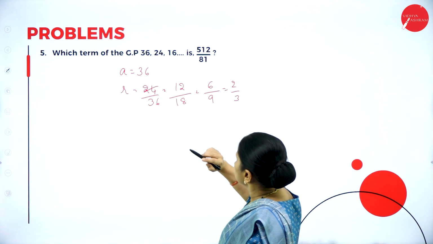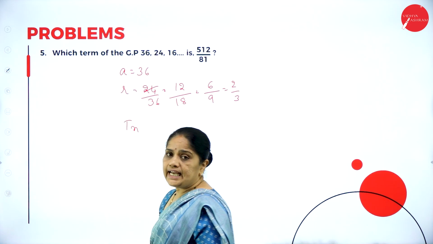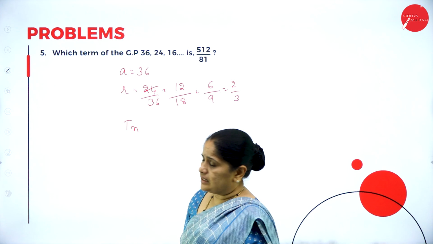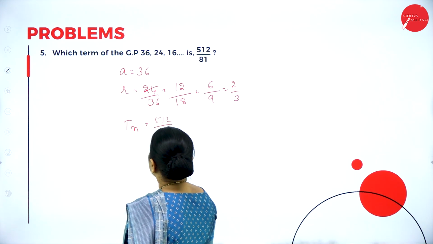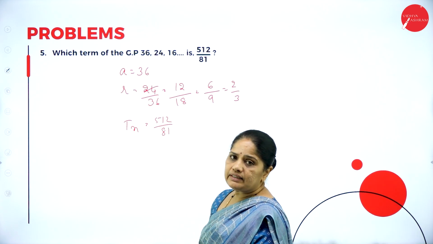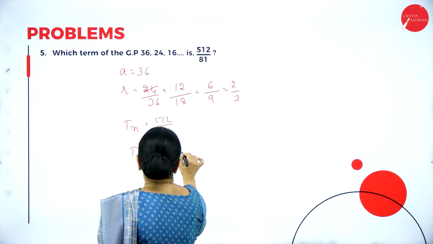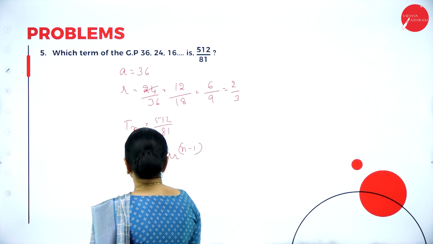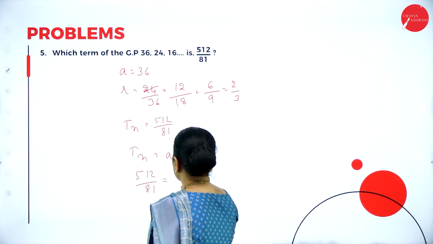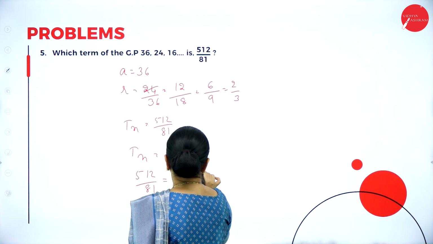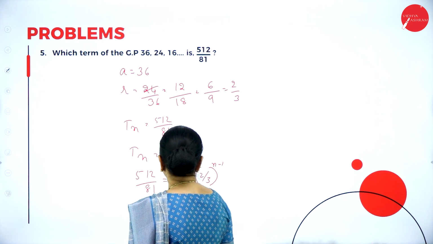Now we have this 512 by 81. So we have to find Tn. So what is the n here? So Tn is given as 512 by 81. So we have to find the value of n here. So Tn will be equal to AR to the power of n minus 1, or 512 by 81 equals 36 into 2 by 3 to the power of n minus 1.